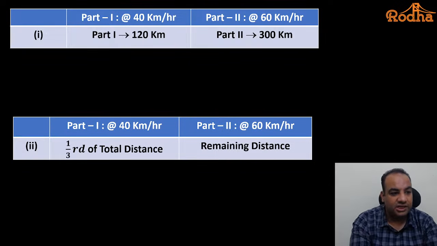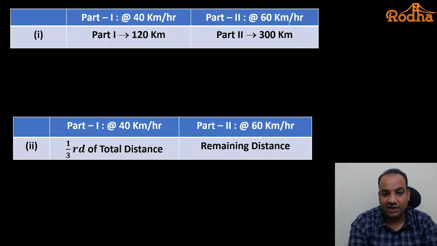Suppose I take this first part. Let the journey be divided into two parts, part 1 and part 2. Part 1 is covered at 40 km per hour and the total distance of part 1 is 120 km. Part 2 is covered at 60 km per hour and the total distance is 300 km. Now you have to find the average speed. What will be the answer for this?